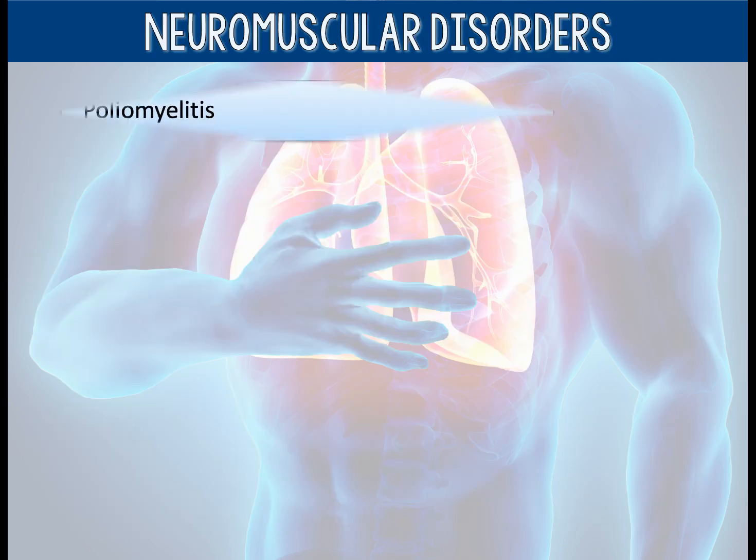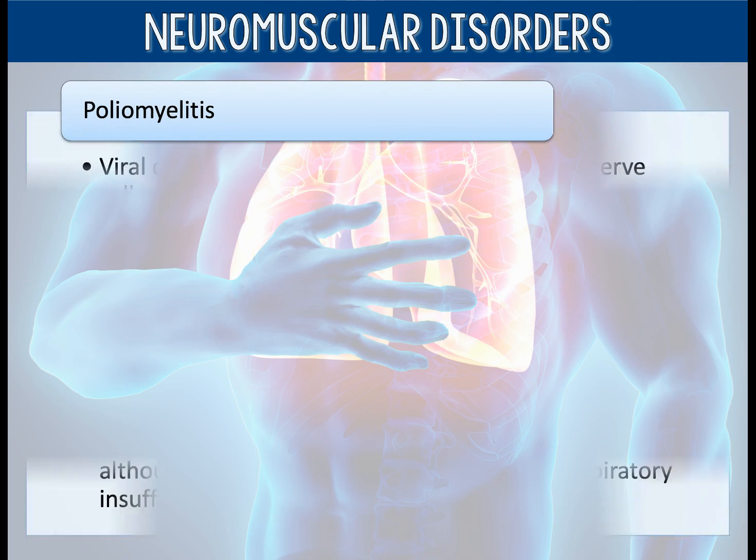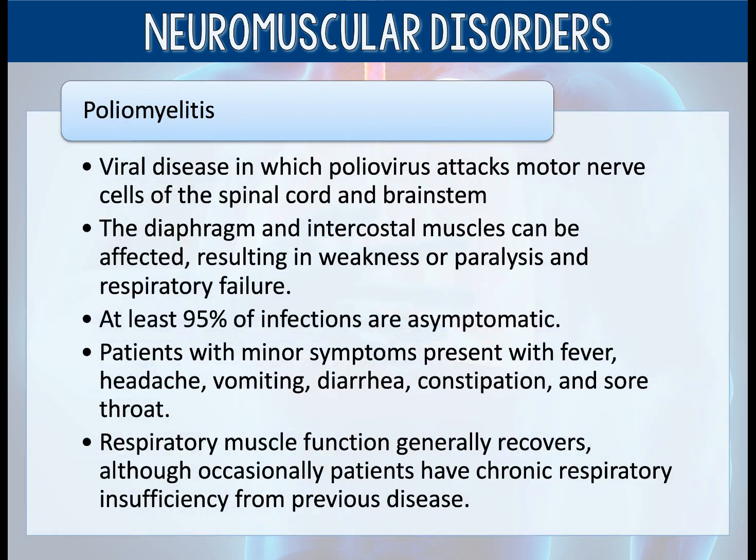There are neuromuscular disorders that you should know. Polio is a viral disease where the poliovirus attacks motor nerve cells of the spinal cord and brainstem. And why does this matter in a respiratory disorder lecture? It's because this affects the diaphragm and intercostal muscles, resulting in weakness and paralysis, and can lead to respiratory failure.